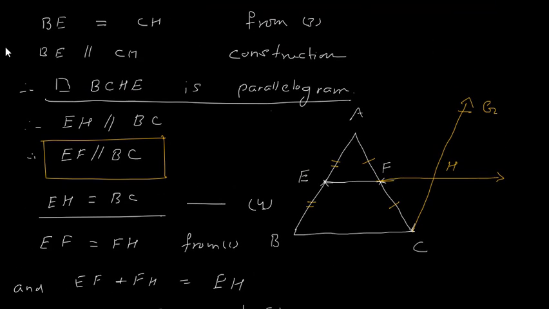Okay, so in a triangle, if you join the midpoints of two sides of the triangle, then the side which you will get is parallel to the third side and it will be half of the third side. This is your midpoint theorem. Simple midpoint theorem. Okay, so remember this.